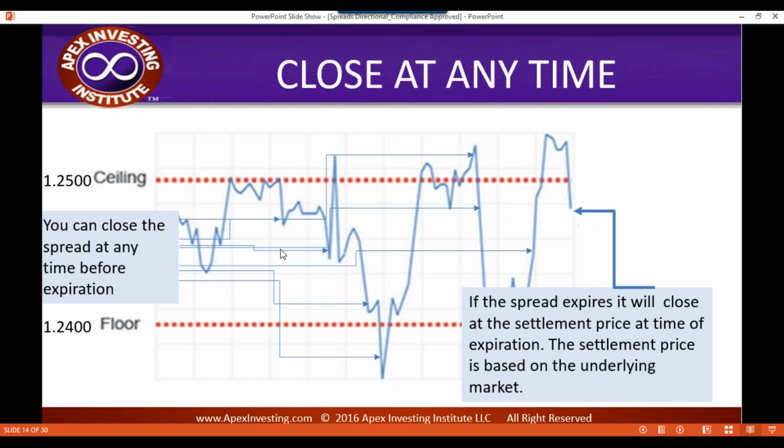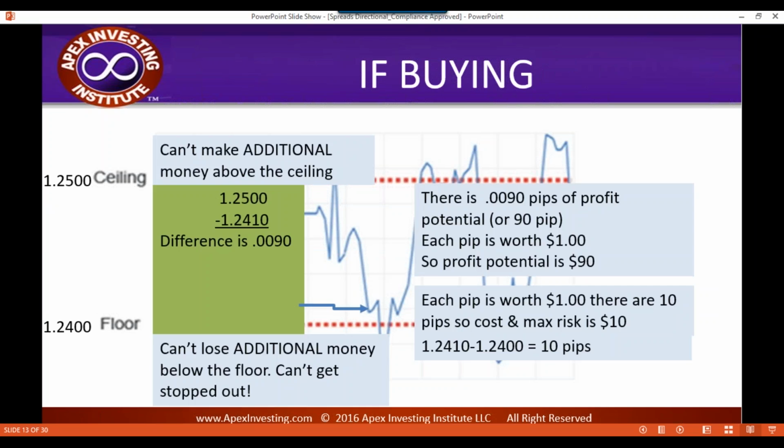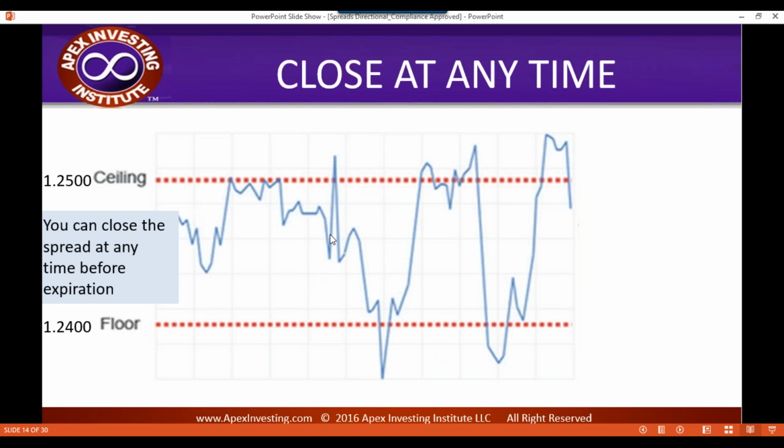So let's talk about something. Let me back up a little bit here. Let's say I bought this spread, and I think the spread's going up. And it goes all the way up to the ceiling. And it's still going up. Am I making anything past the ceiling? Or have I already reached my profit potential limit? Right. I'm not making any more past the ceiling.